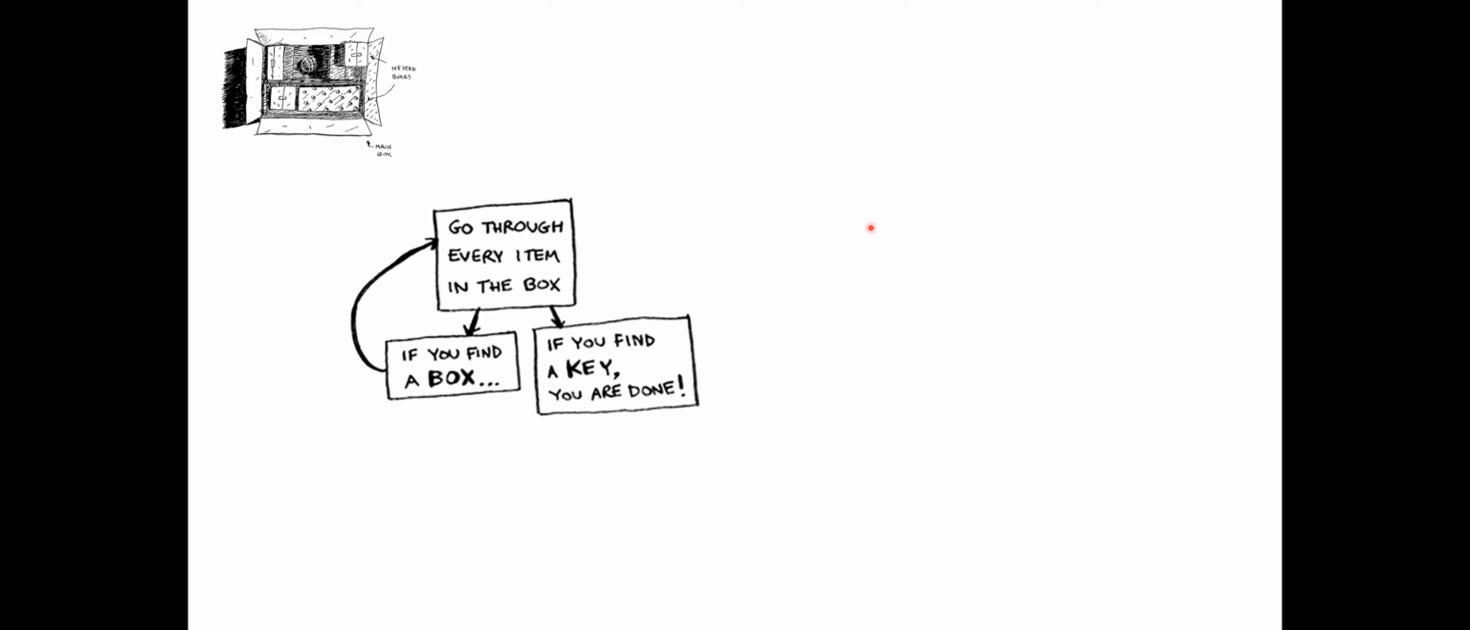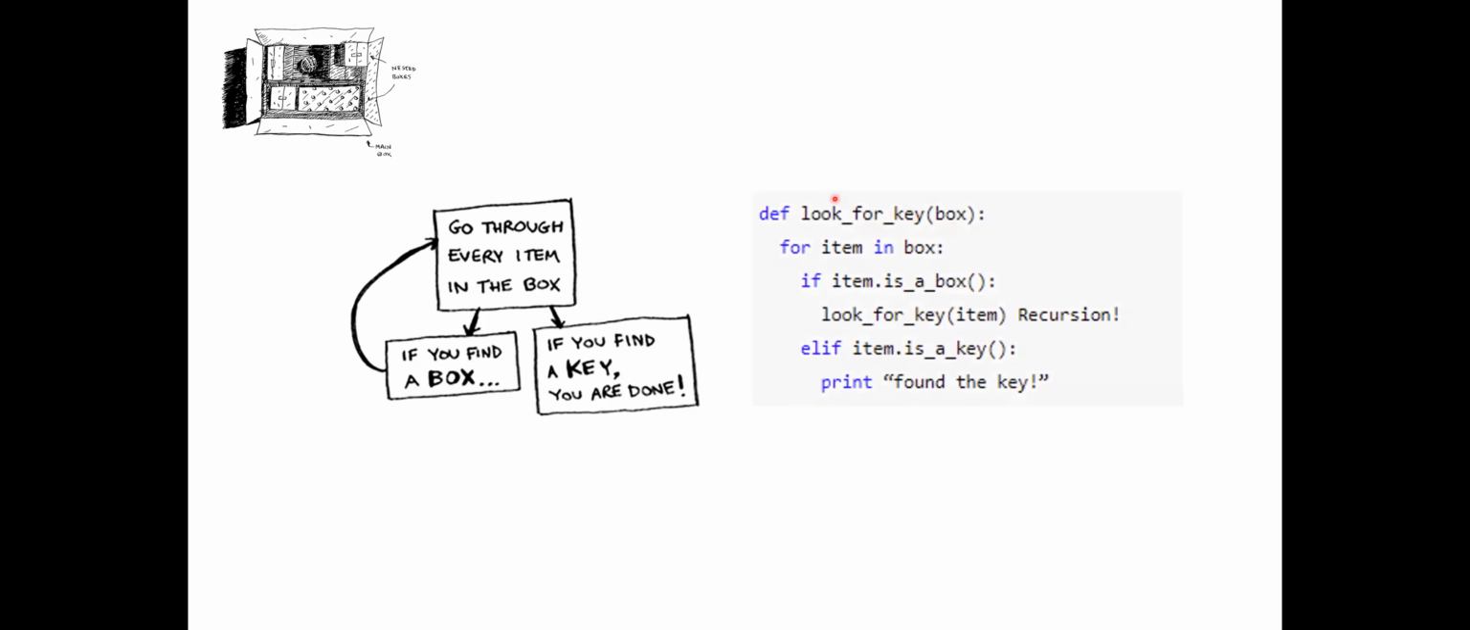How it looks like in code is actually like this. We have the function here, look for key, and then we just have a generic box. It could be the main box, it could be the nested boxes. Then for the items in the box, if the item is a box, then we keep looking. If the item is a key, then we end the search.